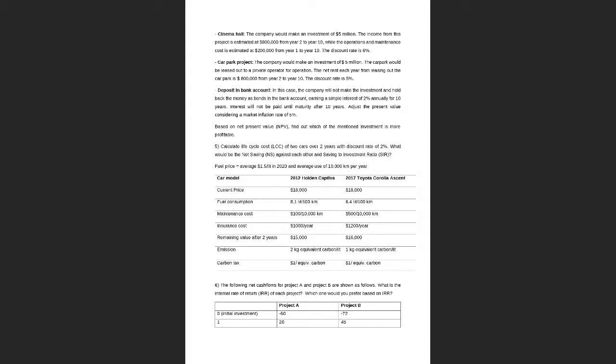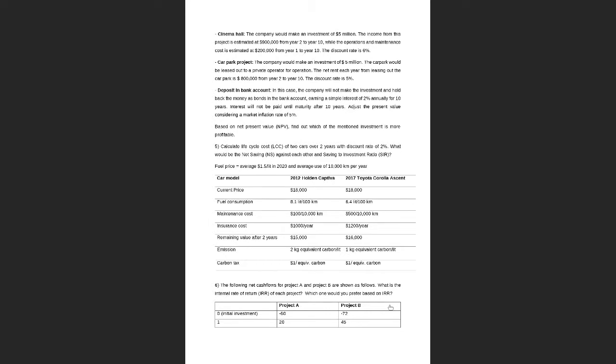So the last calculation type of question that we have is, okay, the following net cash flows for project A and project B are shown as follows. What is the internal rate of return of each project? Which one would you prefer best based on IRR? Again, this is similar to the third question that we already did.